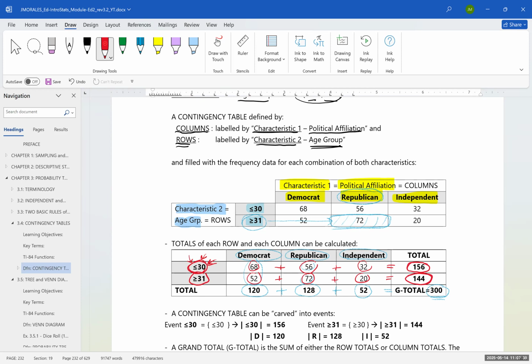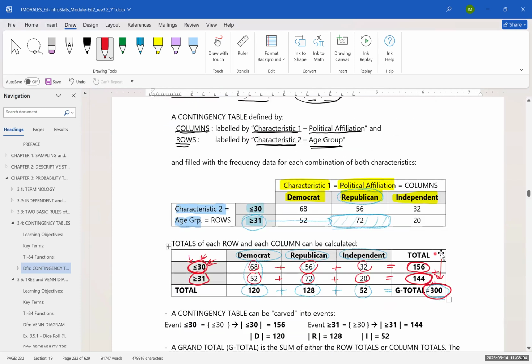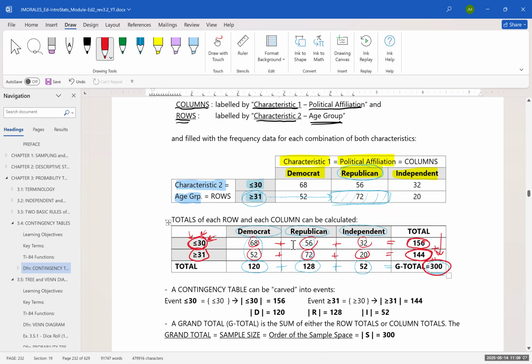Just like what we did before, we can also add down across the totals. If we've done everything right, then 156 plus 144 should be equal to our sample size, and if you add those two up, they do add up to 300. A contingency table you might think of as being like a hybrid table. You can use these subtotals to do some probability calculations.